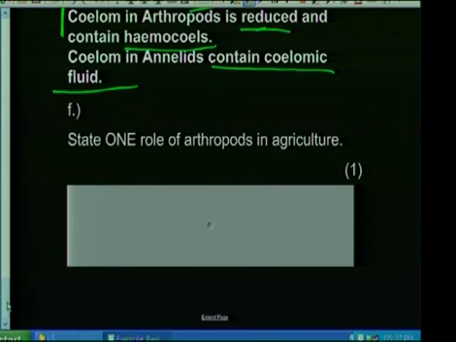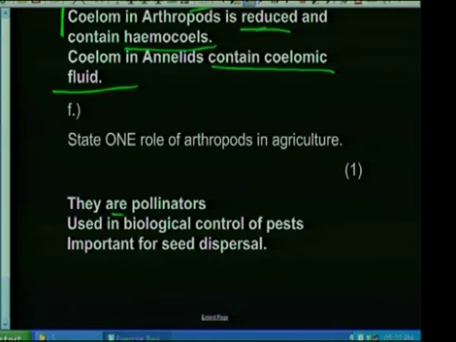State one role of arthropods in agriculture. In this case, if we're asking for a role, we mean how do they help agriculture? So we're not talking of an importance. Importance can be negative and positive. Here they're talking of their role. Their role will indicate how do they help agriculture. And it's also simple. If you learn about the bees and the birds and the insects, you would know the first answer there would be that they are pollinators. They help to transfer pollen from one plant to another.